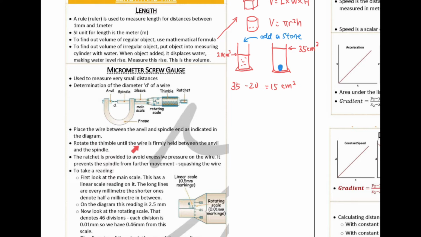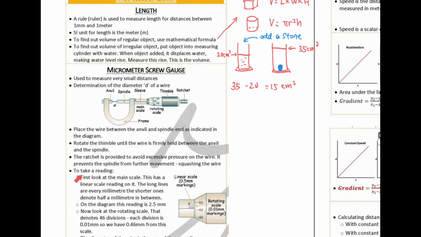Rotate the thimble until the wire is firmly held between the anvil and the spindle. The ratchet is provided to avoid excessive pressure on the wire. That's why you will hear the sound tug like that, showing that it is tightened at the proper pressure already. It prevents the spindle from further movement, squashing the wire. We don't want it to squash the wire too much.